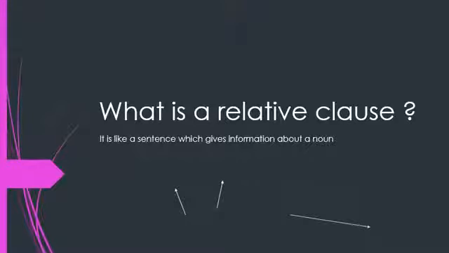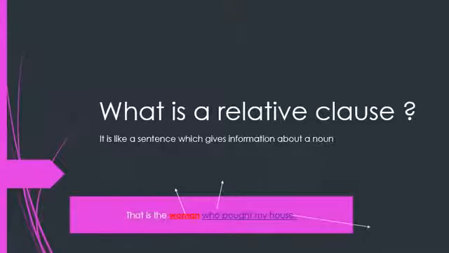طيب, why is this sentence important? Because it gives information about a noun. هي مثل الاسم الموصول أو الجملة الوصل اللي بتعرف عن اسم. So, a relative clause, again, I want you to pay attention to this. A relative clause is a sentence, or it is like a sentence, which gives information about a noun.